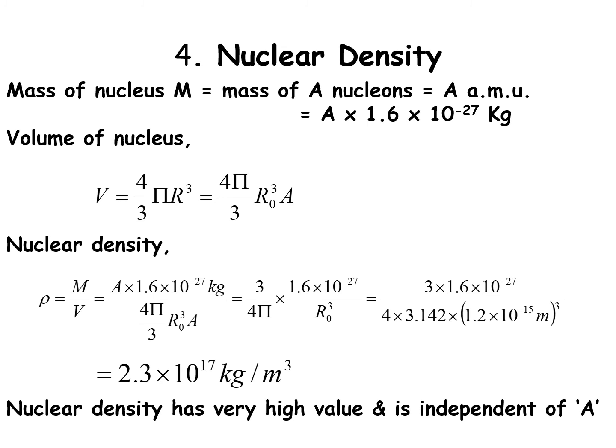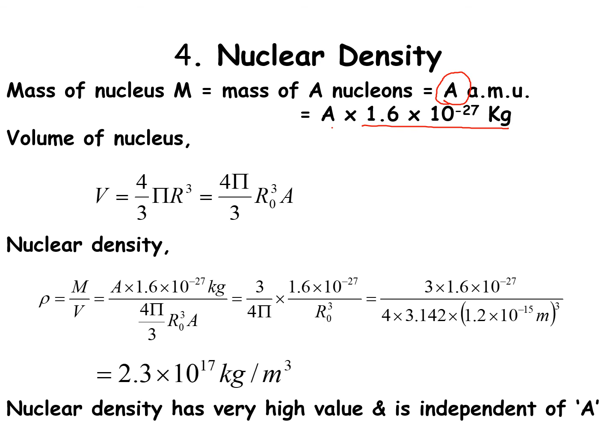Now we come to the fourth property, that is nuclear density. As we know, the mass of the nucleus is equal to the mass of A nucleons, so that is A AMU. Here A is the number of nucleons, that is the combination of the neutrons and the protons. So it is equal to A into 1.6 into 10 to the power minus 27 kg.